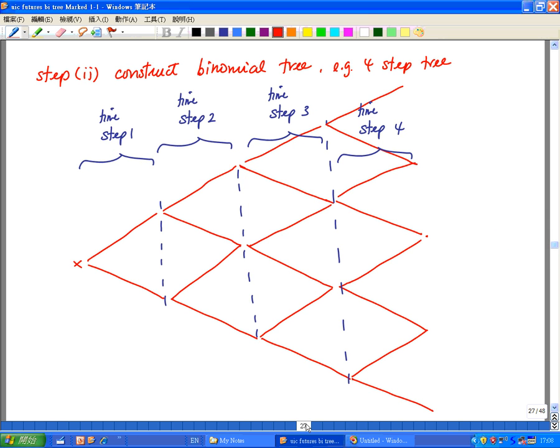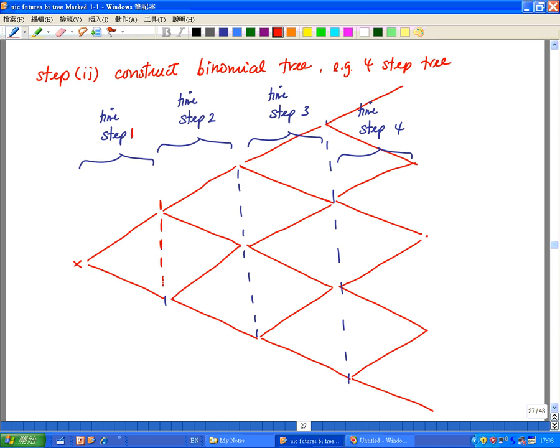Here, the first thing I will do is to just make the tree itself fully written on the paper so I know what I'm getting into. In our example, we have 4 steps. So this is the first step. We have the initial stock price, and it either moves up or down. So we have 1 step up to here.